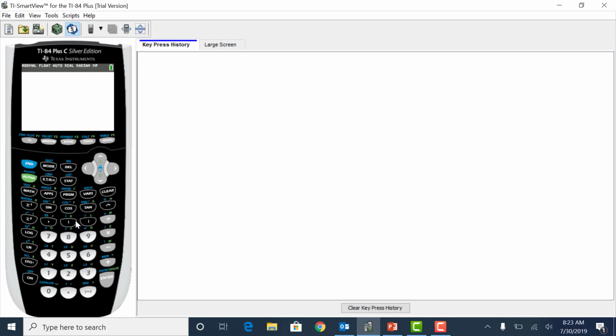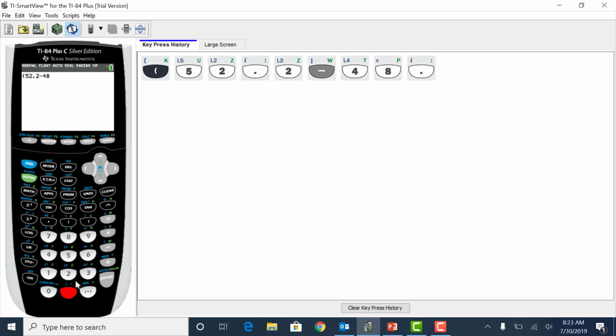So in order to put more than one term in the numerator, I'm going to start with parentheses, then I'm going to type in 52.2, and then minus 48.6, and then I'm going to close the parentheses. So that tells the calculator we want all of that calculated for just the numerator. Then I'm going to hit the divide key for the fraction bar, and then the number 1.56.